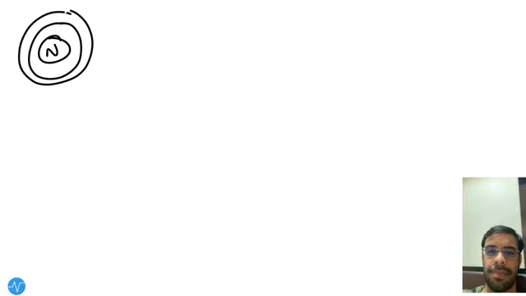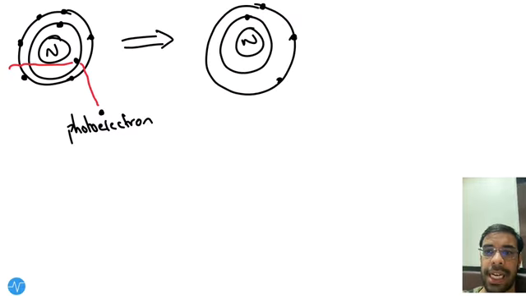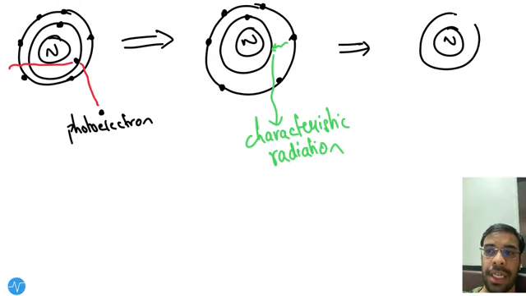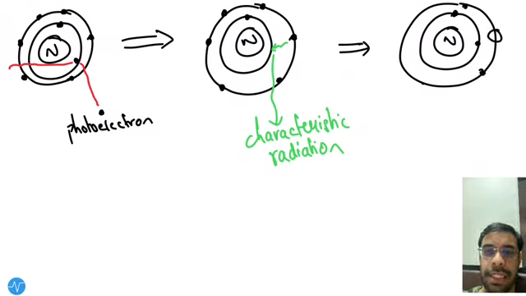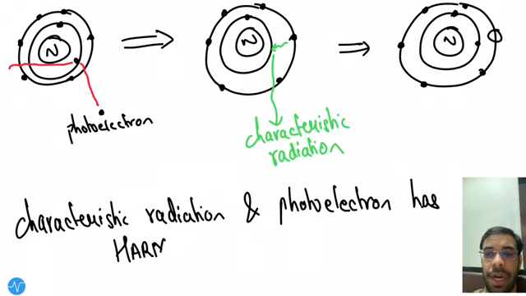Now let us draw the diagram. First we'll draw the atom, the electrons, and in red we'll draw the incident X-rays which are coming. The ejected electron is known as the photoelectron. What will happen? From the L shell it will go down to the K shell. Energy will be released. This is known as characteristic radiation. The vacancy is replaced by the L shell. It will come down and there will be a vacancy. Therefore, this characteristic radiation and photoelectron are harmful.